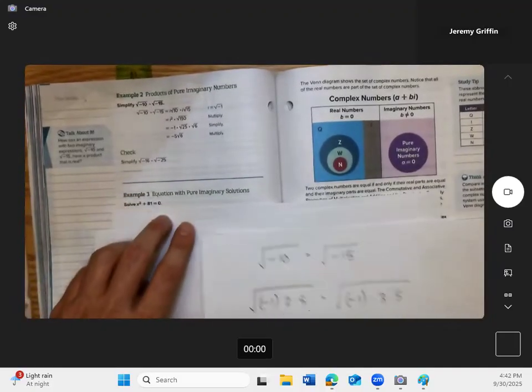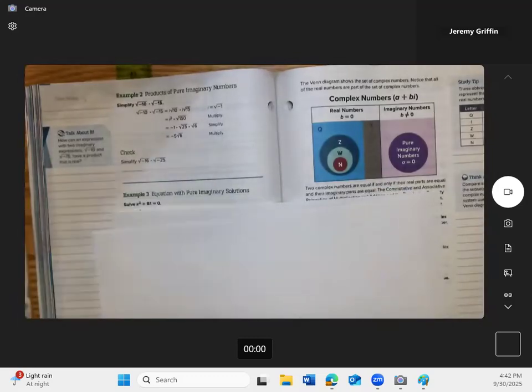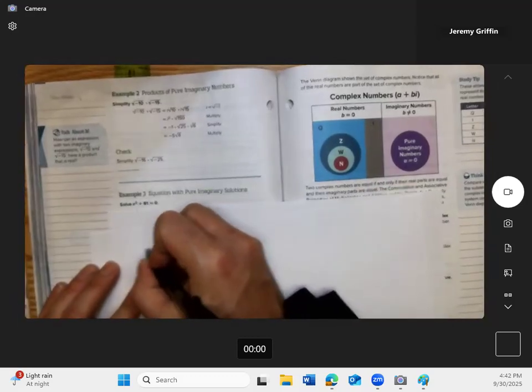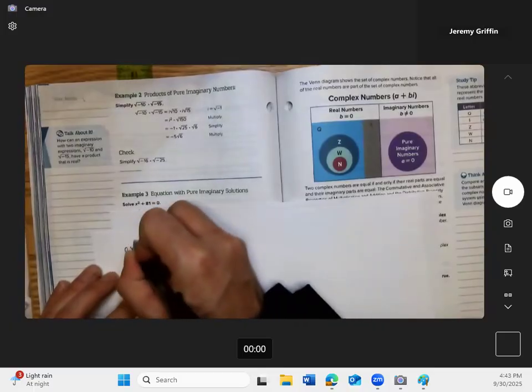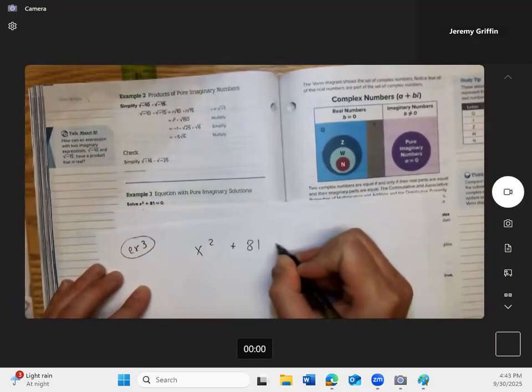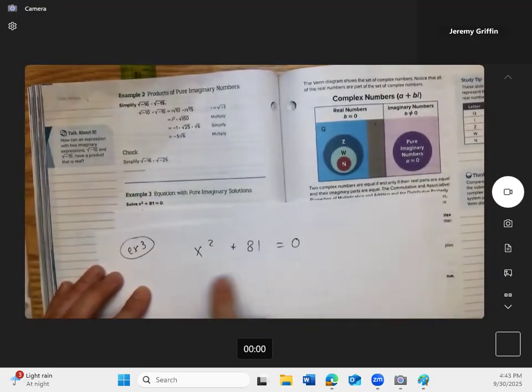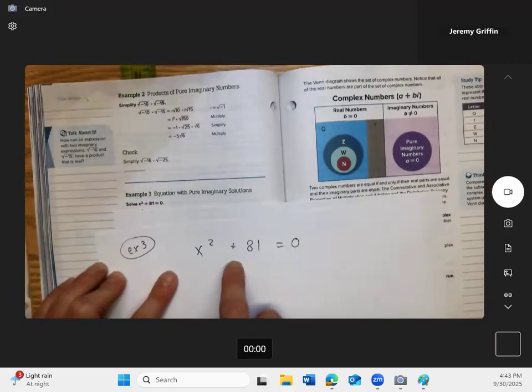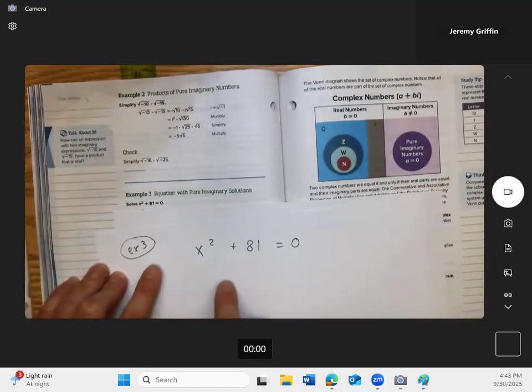Equation with pure imaginary solutions. So example 3: x squared plus 81 equals 0. Well, if you're just following your normal algebra rules and solving for x, you might have a hunch, hey, I wonder if I could factor this. But you can't factor this with real solutions when there's a plus here. Now, if it said minus, you could: x plus 9, x minus 9.